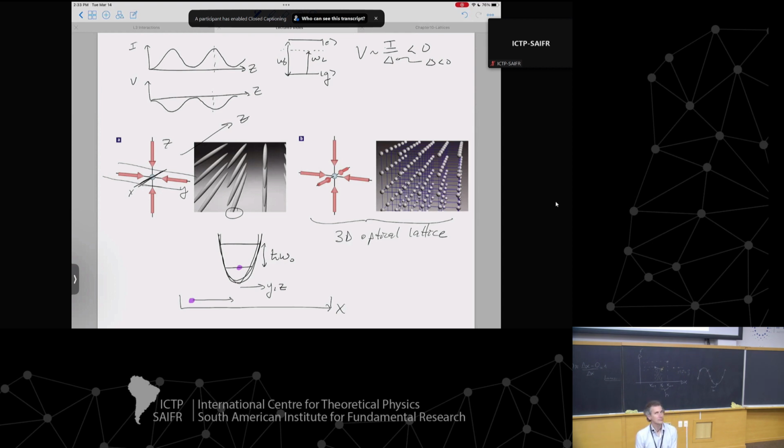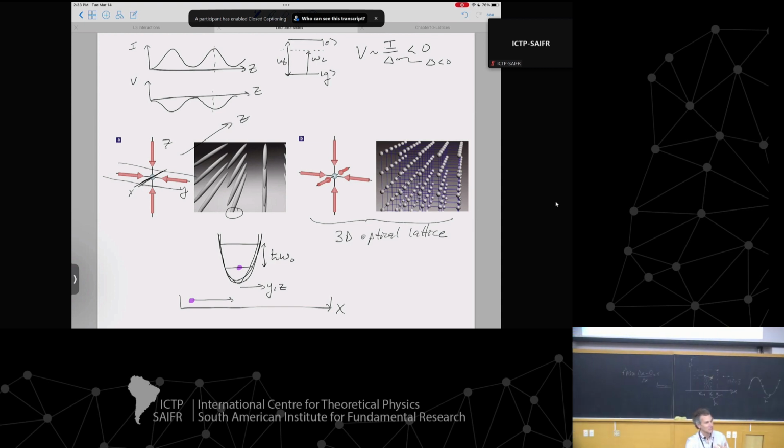Good question. The question has practical consequences because if you instead use a blue detuned beam to make the optical lattice, then you could be pushing atoms out. And in one of my labs, we do that, and we need to compensate with other laser beams. Good question.